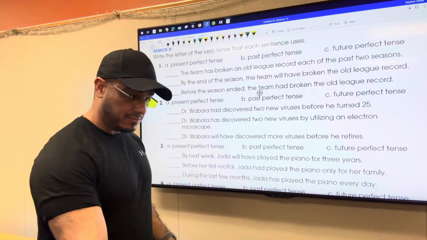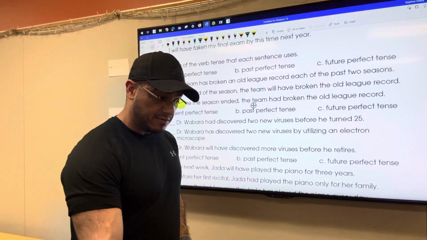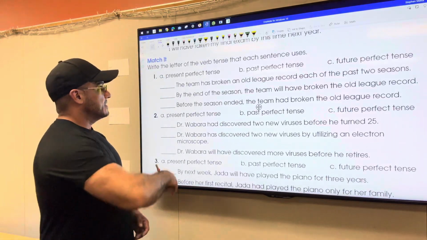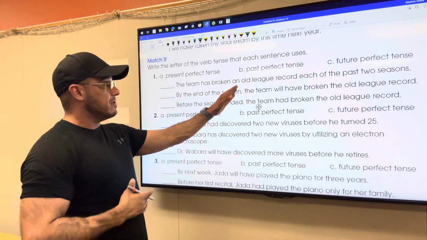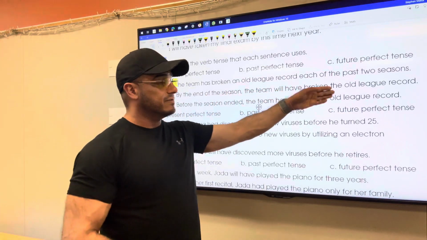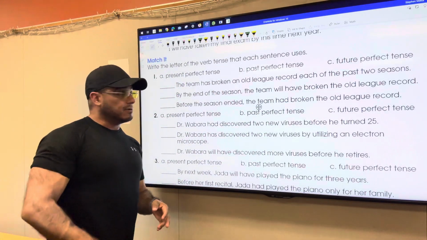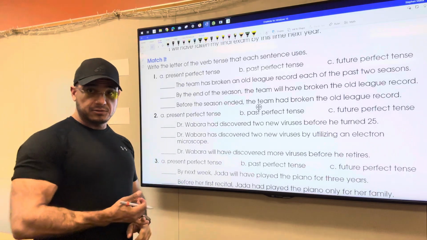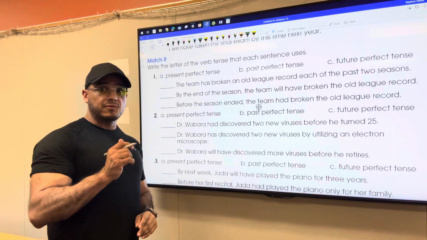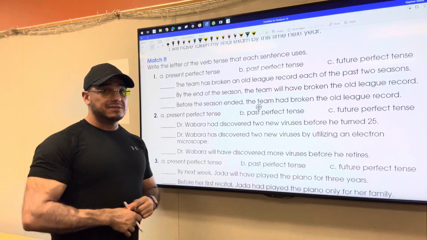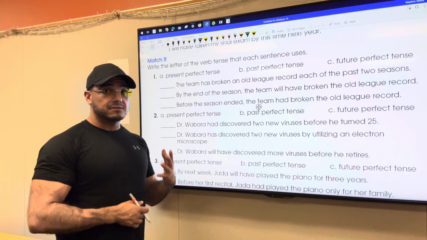So for sentence number one, hopefully you can read that. It reads, the team has broken an old league record each of the past 2 seasons. Great. Go ahead and pause here and let's figure out first, what's the indicator? What's that rule or the verb that appears that would suggest which tense it's in? And what's the past participle linked to it?